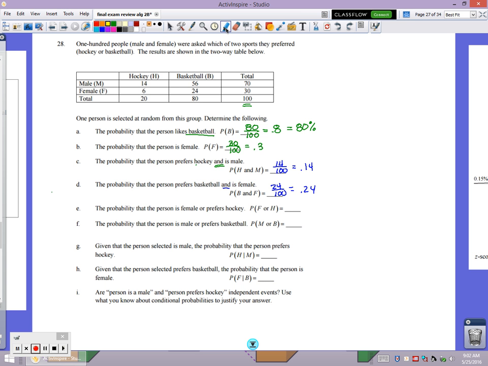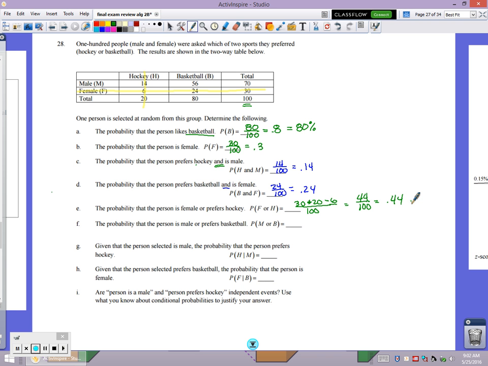So I'm going to highlight. This says probability the person is female, so this, or prefers hockey, or that. The probability that they're female is 30 out of 100. The probability that they're a hockey lover is 20 out of 100. And the part that's repeated is this 6. So I want to subtract out 6 so that I don't double count it. And we end up with 44 out of 100, which would be 0.44.